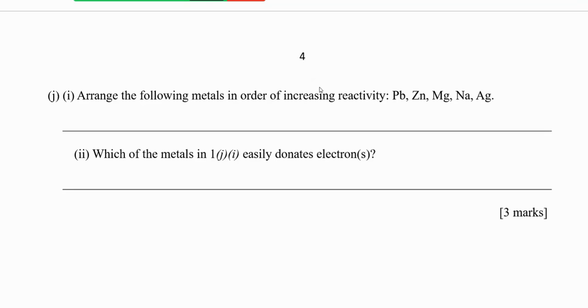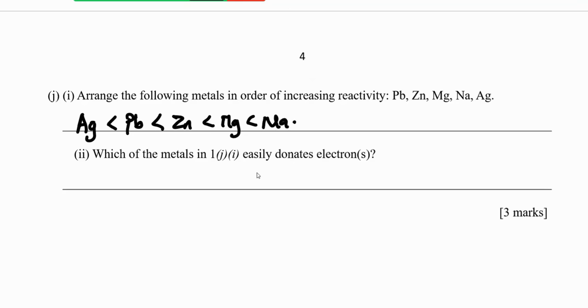Okay, so metals in group one are much more reactive than group two, and group two are much more reactive than transition metals. So for us to properly arrange this, we would say silver first, less than lead, less than zinc, less than magnesium, and less than sodium.